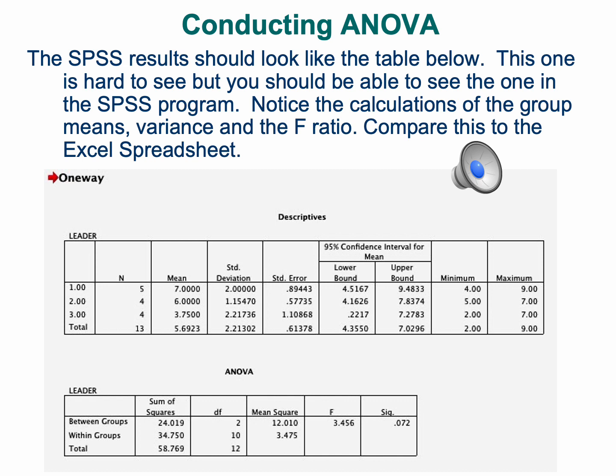You can see there are between groups: sum of squares is 24.019. Within groups, sum of squares is 34.75. You see the degrees of freedom of 2 and 10. You see the mean squares, which is the sum of squares divided by the degrees of freedom. And then finally you see the F ratio, which is the ratio of between groups variance to within groups variance. And you get 12 over 3.475. That indicates an F of 3.456 and a significance level of 0.072.